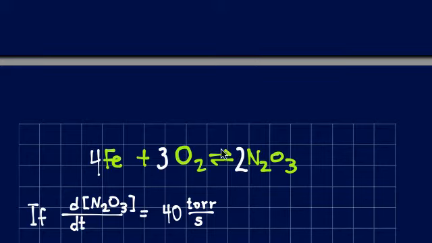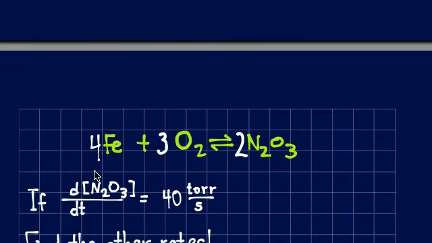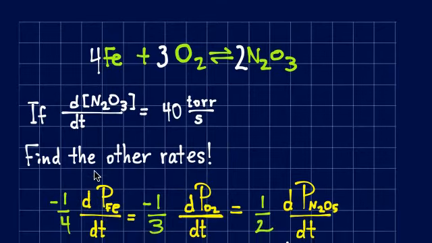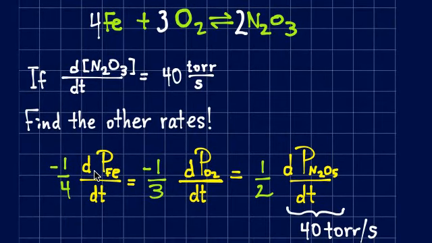Well, if you look at this 2 and you look at this 4, there's a simple relationship between 2 and 4, and you might be able to just get it conceptually, but I went ahead and wrote it out. Here's the language we put forth in a previous video, I believe. The rate of change of this, the rate of change of this, the rate of change of this are all related to each other. They're not exactly equal, but I put equal signs in between and then put little adjustments. That 4 in front of the iron goes here. That 3 in front of the oxygen goes here. The 2 in front of the N2O3 goes here. Negative in front of this, negative in front of this, they're decreasing. This one's increasing. And I was told this one to be 40.